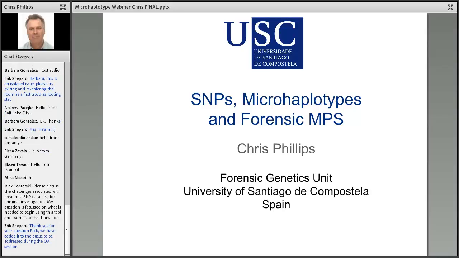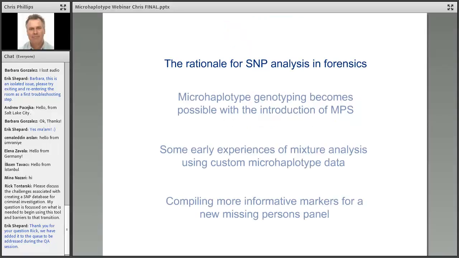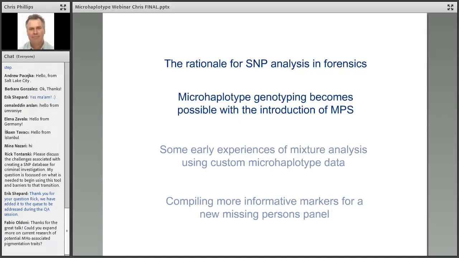So I'm going to talk a little bit more about microhaplotypes and SNPs, but following Ken's excellent historical overview, just adding a little bit of detail, no more than that. I want to say a little bit about why we want to look at SNPs in forensics in the first place, and how microhaplotype genotyping has become possible with the introduction of massively parallel sequencing systems in forensics.